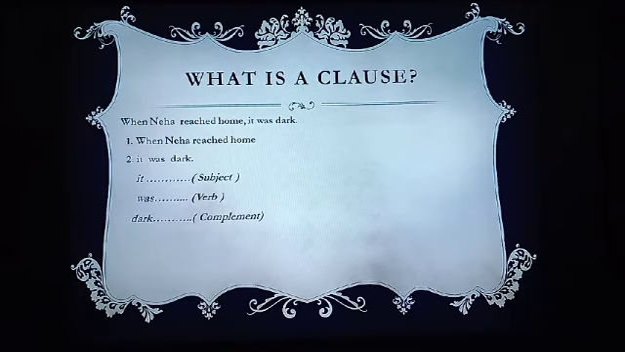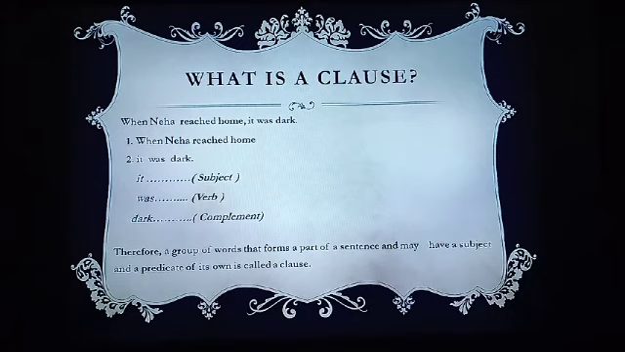The first part, when Neha reached home, also seems to make complete sense, but it is not as complete as the other part, it was dark, is. Even then, it has a subject Neha, a verb reached, an object home, and an adverb when. So both these parts are clauses. Therefore, a group of words that forms a part of a sentence and may have a subject and a predicate of its own is called a clause.